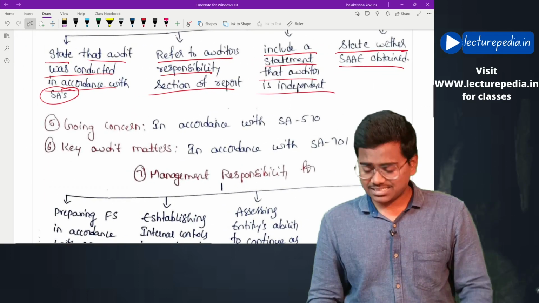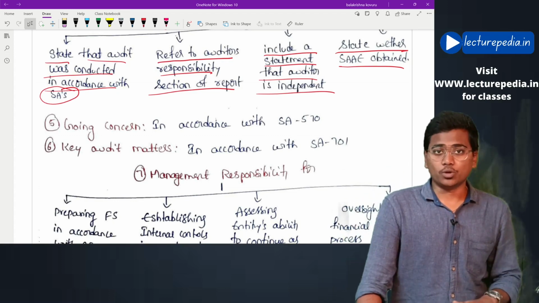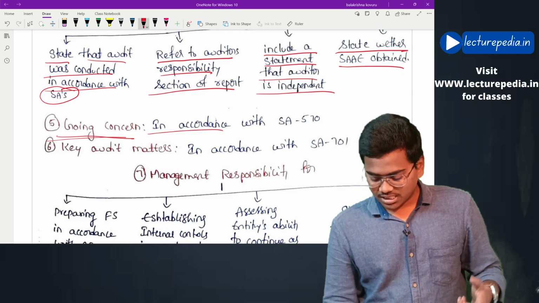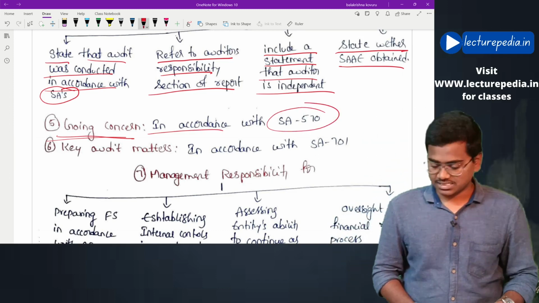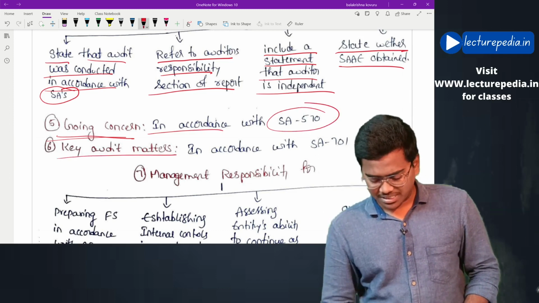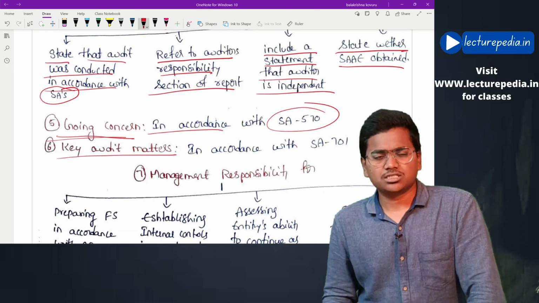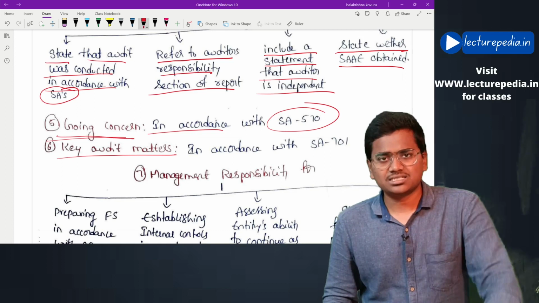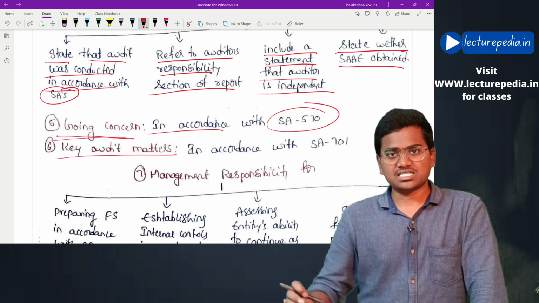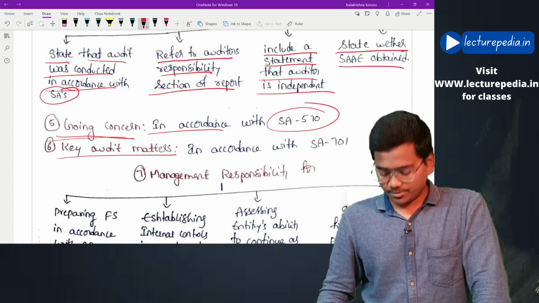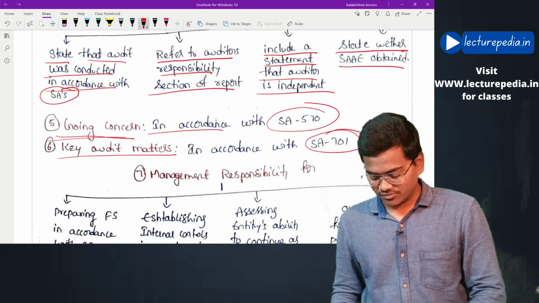After that, in case there is any material uncertainty related to the going concern of the entity, then we will be including a going concern paragraph. Okay, in accordance with SA 570, we have discussed it there. Next, key audit matters. Basically, these key audit matters are mandatory only for listed entities. We will be discussing key audit matters in SS 701. Okay, SS 701 is specifically devoted to key audit matters that we will be covering under SS 701.